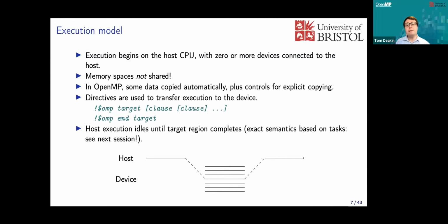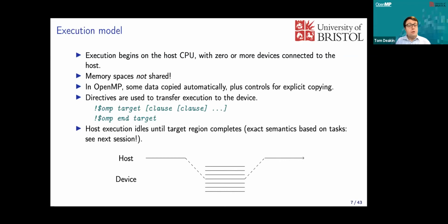There has to be some movement of data between the host and the device. So the memory spaces are not shared. It's not a free-for-all necessarily, although there are some features in OpenMP 5 that do allow for that to be the case if the hardware supports it. So the memory model has these distinct host and device spaces. In OpenMP, some data is going to be automatically copied between the host and the device and back again. And there are also a lot of controls for explicitly copying data as and when you need it.